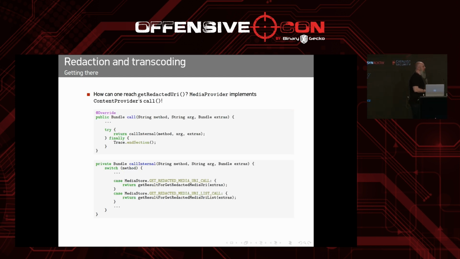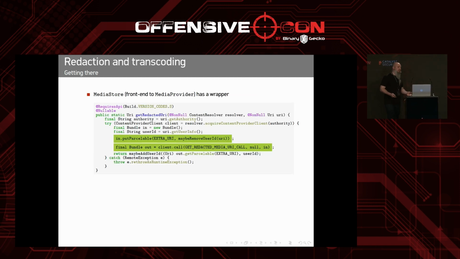And how do we call that? Well, the media provider is actually a content provider, and content providers can optionally implement a method called call, which allows for implementing arbitrary APIs. The media provider provides an API for calling getRedactedURI directly. Instead of doing it directly, there is another class called the media store, which is a front end to the media provider. So it will save us from some trouble. The media store will perform all the steps automatically. We just need to pass one or two arguments.